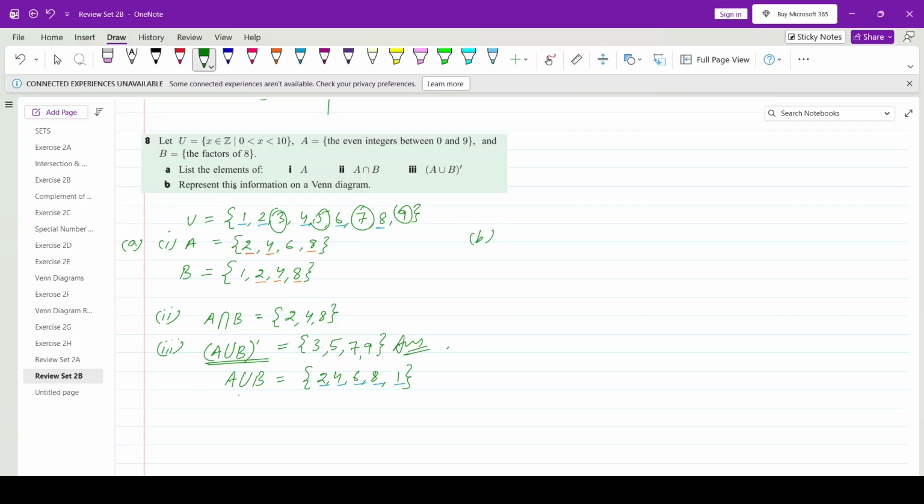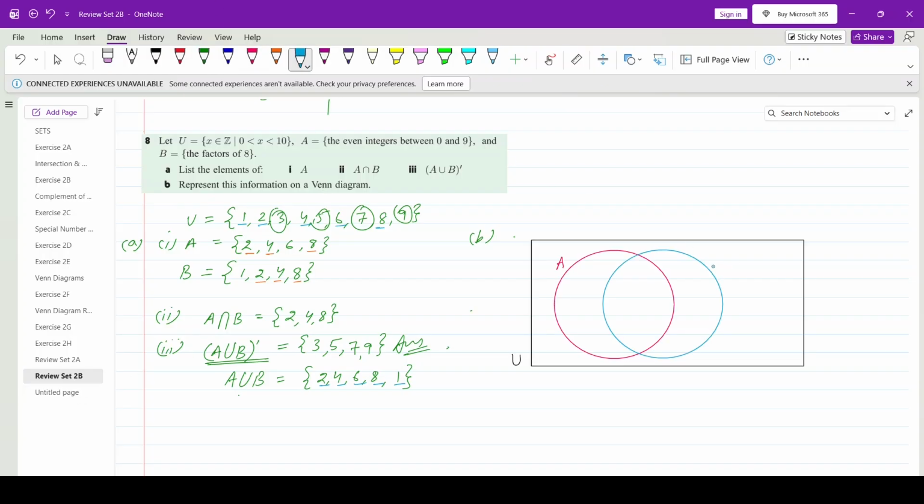Section B, represent this information on a Venn diagram. This is set A. This is set B. Now we know A intersection B is 2, 4, and 8. A contains 2, 4, 6, and 8. 2, 4, 8 have already been considered, therefore only 6 is remaining.